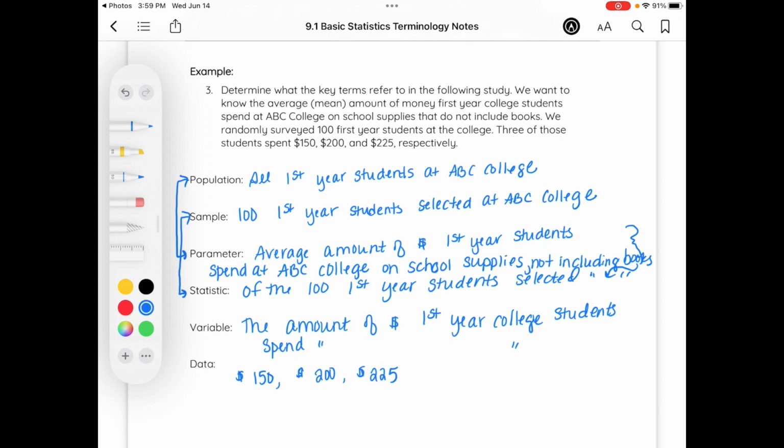This concludes our lesson on basic statistics terminology. The next lesson is going to talk about the different types of data that we have, quantitative or qualitative data, and go into a little more detail on that.